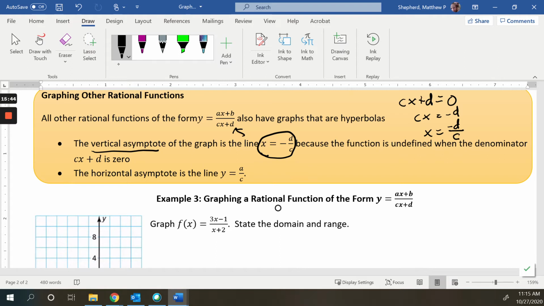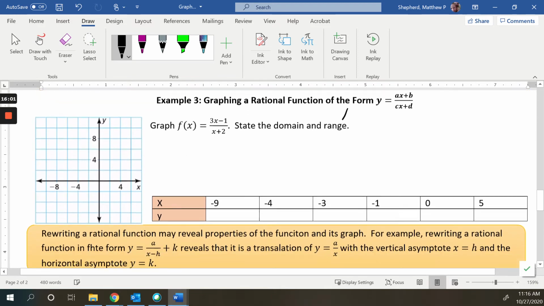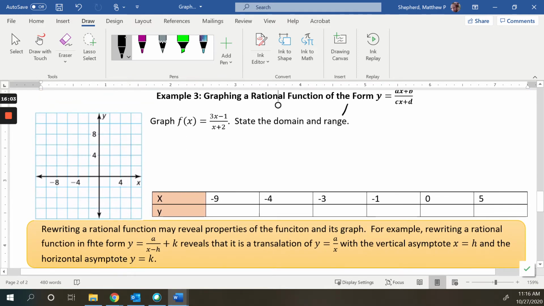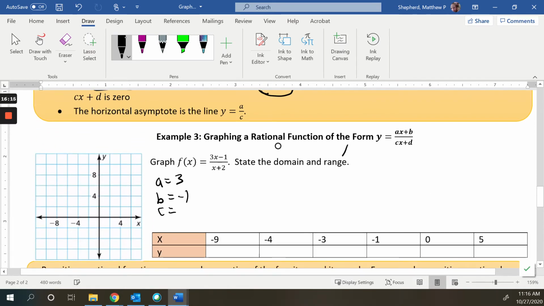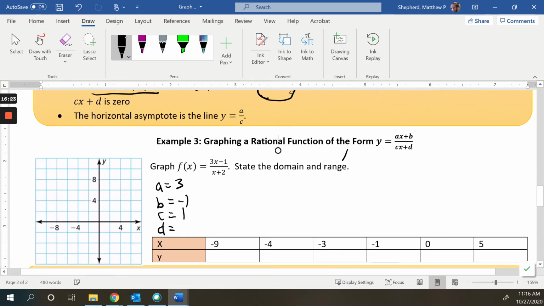Okay, so those two numbers are given right there. So we're now going to use this new information to be able to draw these graphs. All right, so once again, I see my A is equal to 3, B was equal to negative 1, C, it should be the number in front of x, we don't see one, so it's 1, and D is equal to 2.